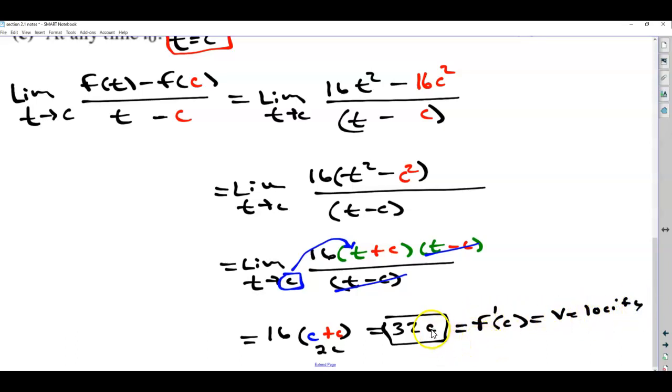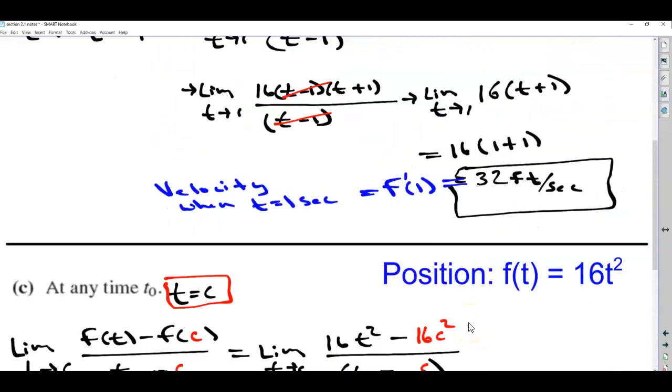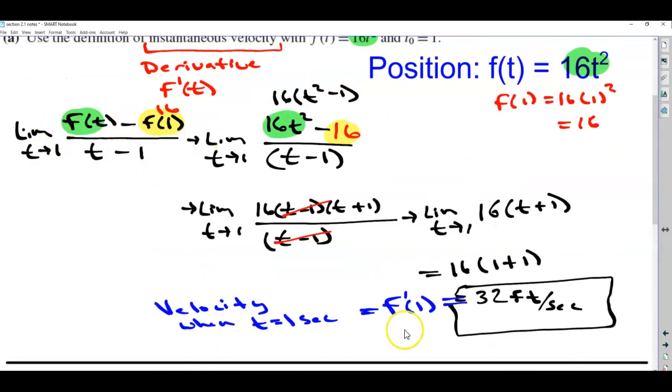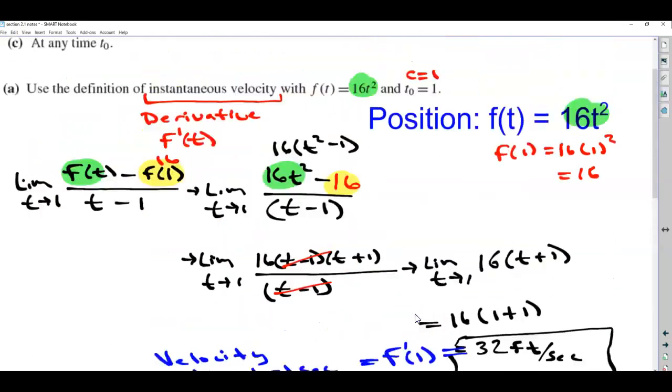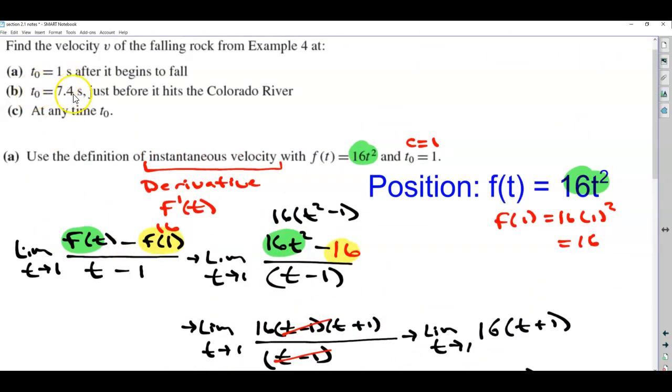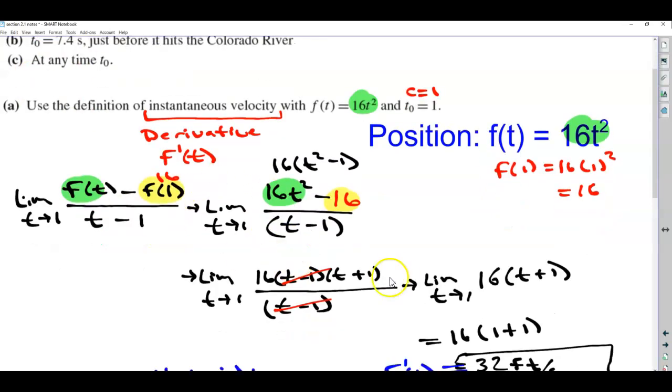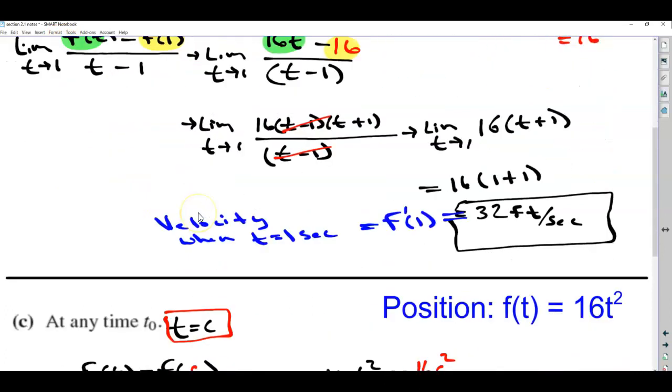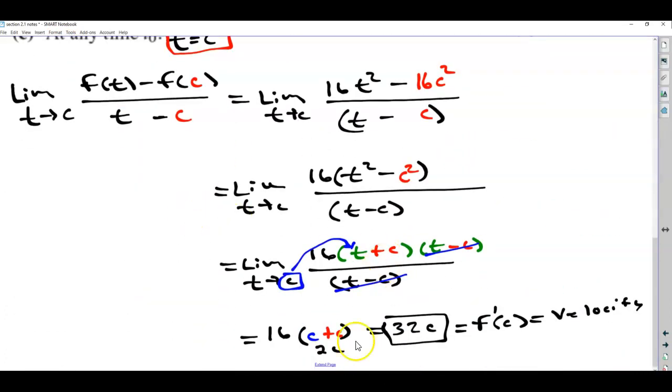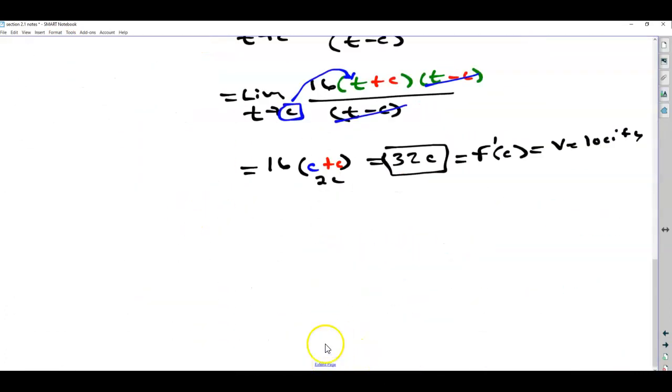So what if c was 1? What if I plug in 1? I get 32 feet per second. Wait a minute. Isn't that all the work that we did right here? So hopefully you're seeing why you didn't want to do b first. Because b would be all this work again, but instead of f of 1, it would be f of 7.4. So now that we know our general equation, now I'm going to do b.